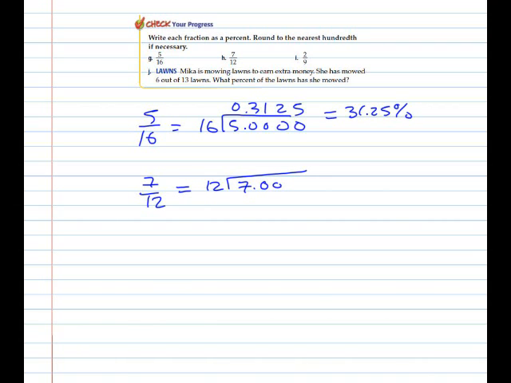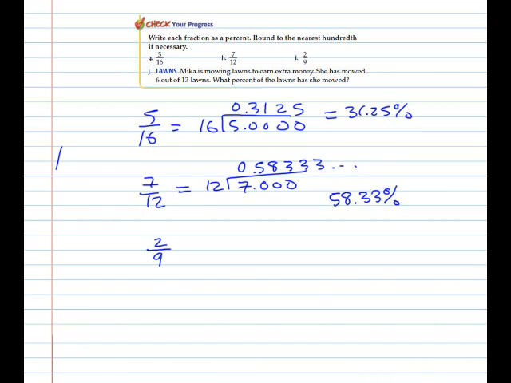7/12 equals 7 divided by 12. Again, I'm going to divide out so I can round to the nearest hundredth. What I get is 0.583333..., which means it goes on and on and on. So this becomes 58 and 33/100%.